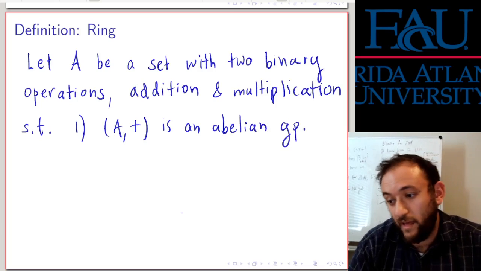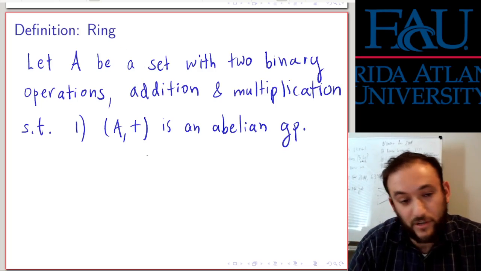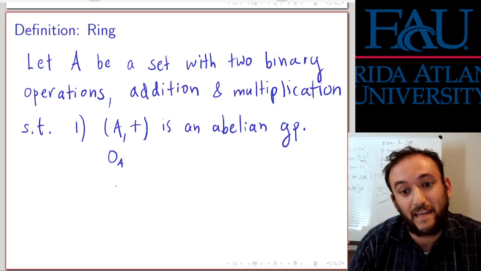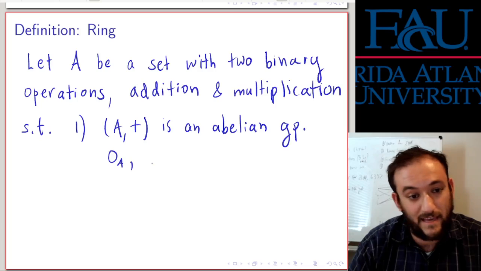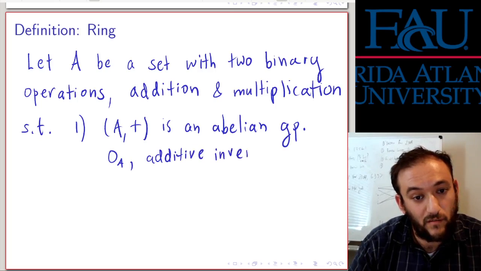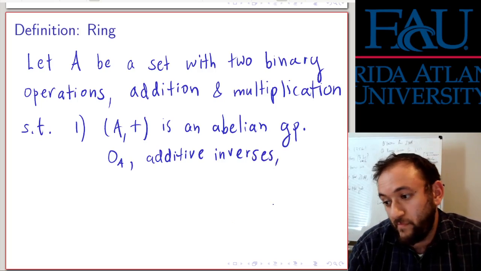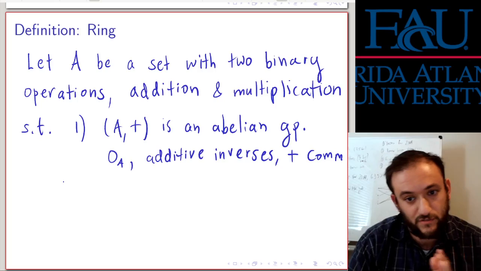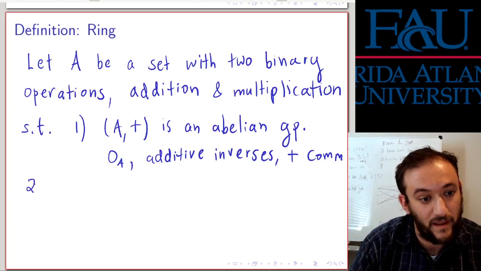Okay. And the group axioms you would expect it to satisfy include the fact that we have a zero element, which is the additive identity. It has additive inverses, and the addition is commutative, so plus is commutative. Okay, so that's the first thing we're going to require for a ring.